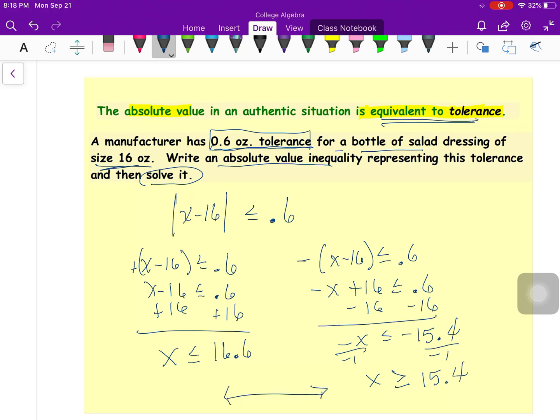So I see 15.4 is to the left of 16.6. I am less than 16.6 and greater than 15.4. So that means I will have to have my bottles to make it off the assembly line be between 15.4 ounces and 16.6 ounces of salad dressing. So that does make sense.